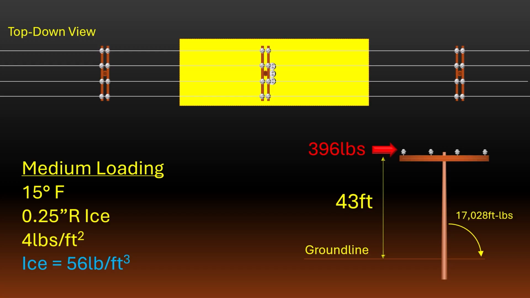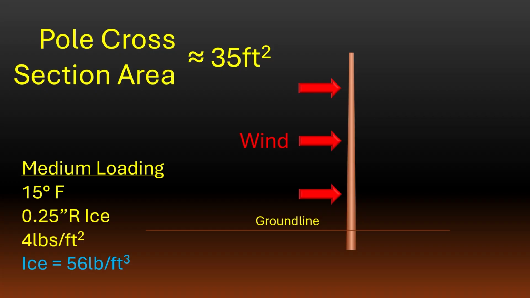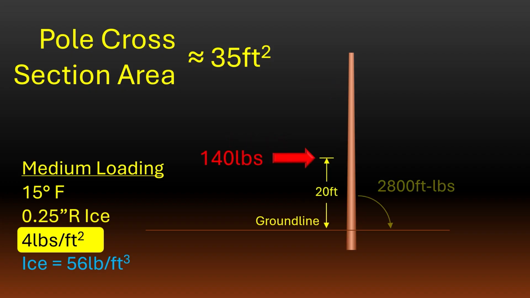Lastly, we need to determine the wind force on the pole and the corresponding bending moment. This is pretty easy since we've already done most of the work. Our cross-sectional area of the pole is still 35 square feet, but our wind pressure has changed to 4 pounds per square foot. This gives a total wind force of 140 pounds, and when applied to the geometric center of the pole, we end up with a bending moment of 2,800 foot-pounds.